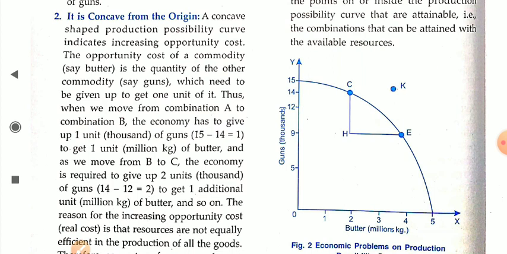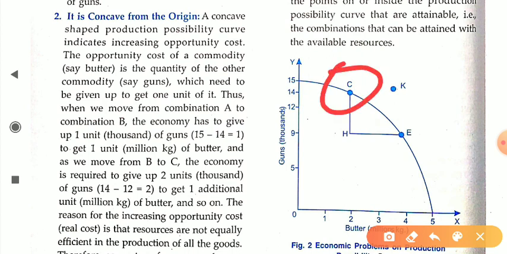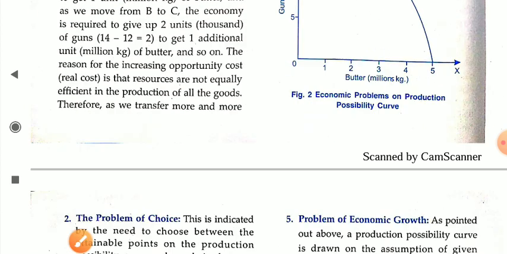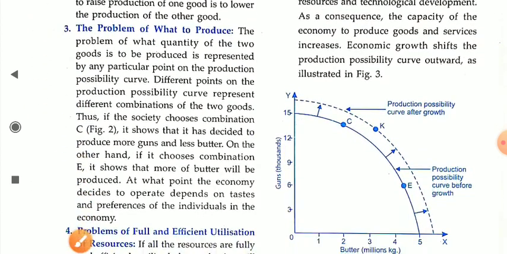Okay, if you want to produce more guns, then you have to select point C. If you wish to produce more butter, then you have to switch towards point E. As you know, we have limited resources and we cannot produce one good without sacrificing the other. So you have to choose between both goods, which good's quantity you want to produce more as compared to the other.